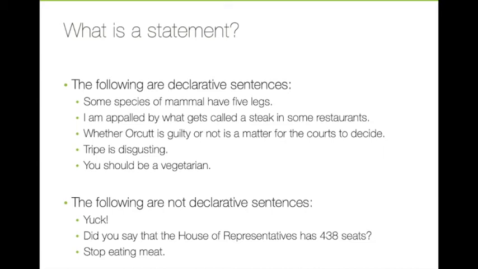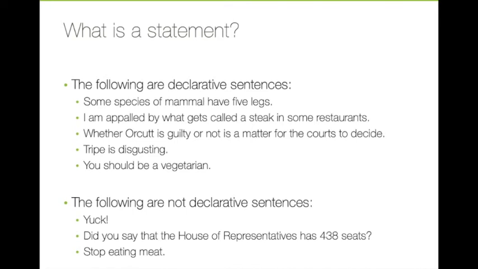So the following are all statements. They're declarative sentences. Some species of mammal have 5 legs. I'm appalled by what gets called a steak in some restaurants. Whether Orcutt is guilty or not is a matter for the courts to decide. Tripe is disgusting. You should be a vegetarian.